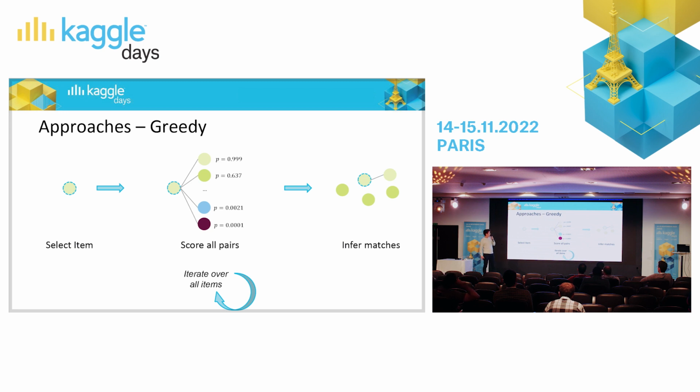I will talk quickly about the greedy approach, because sometimes it just works. You have a bunch of items, remember the graph, and you want to build edges between nodes, remember? To build them, you take all the nodes and loop over all the possible pairs. Once you get a score for each pair, you can select the ones above a given threshold and infer matches. It seems quite simple, and sometimes it works.